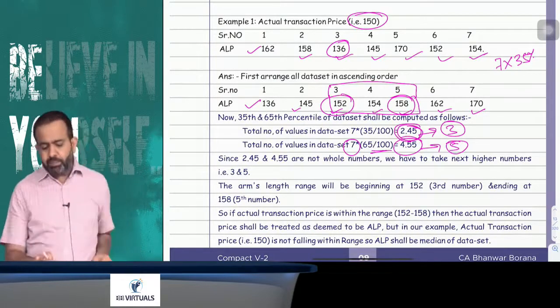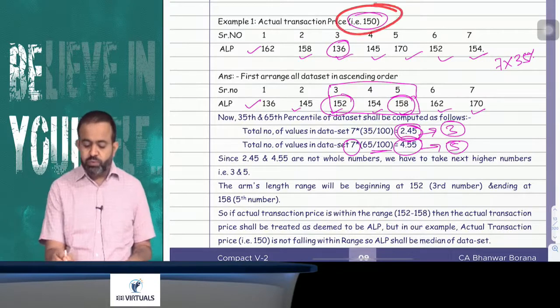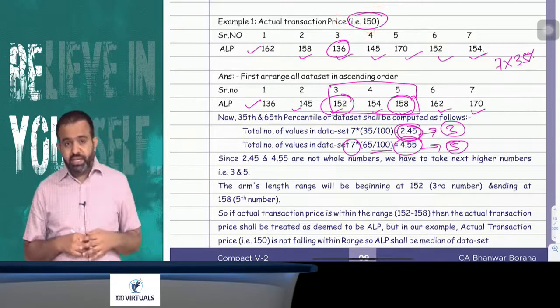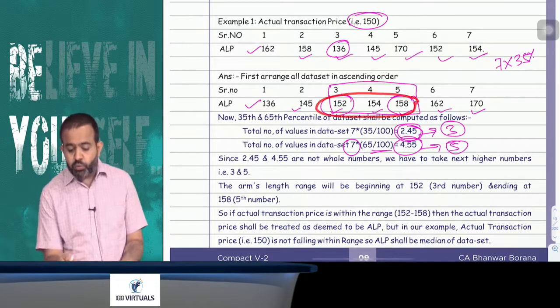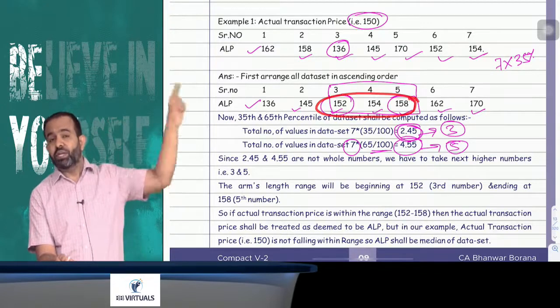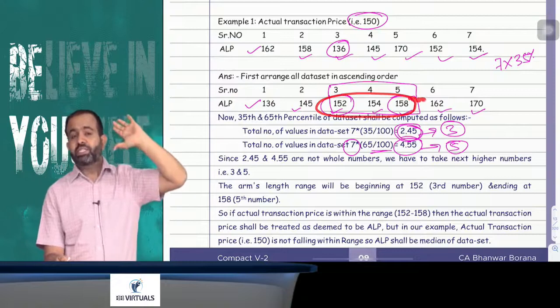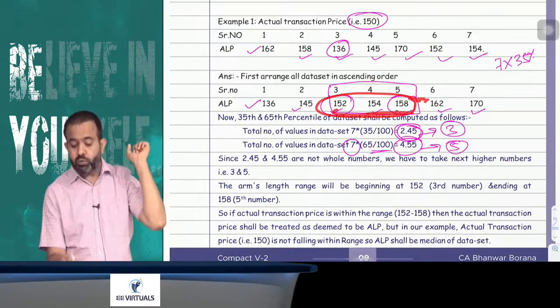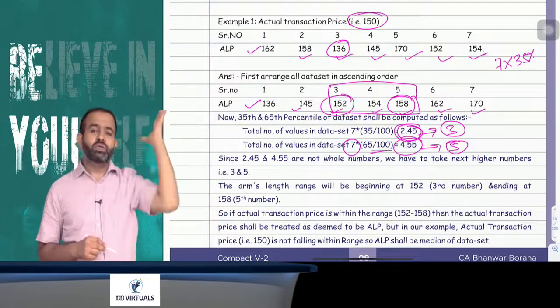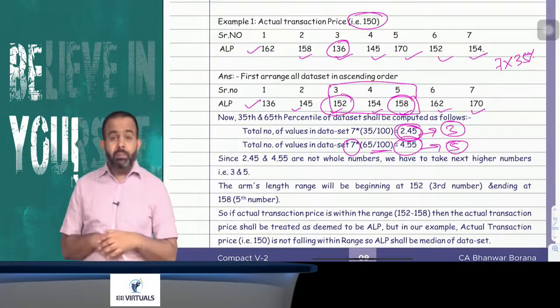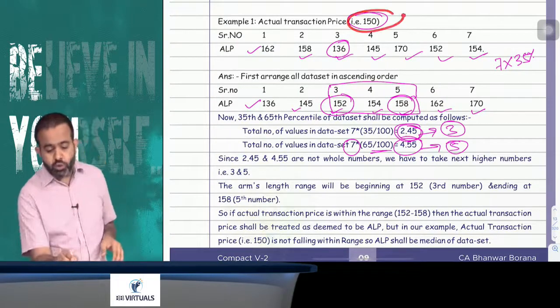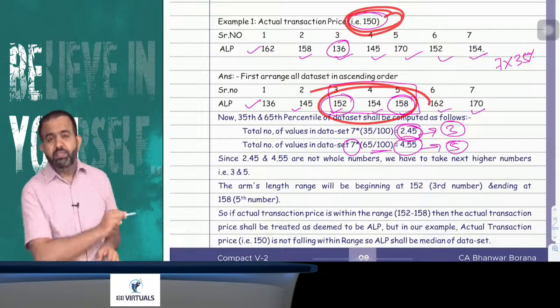So in our example, our actual transaction price was 150. Now we got the range. That range is between 152 to 158. Is 150 falling within the range? Answer is no. Suppose our actual transaction price is 154, then obviously it is falling within the range. In that case, your actual transaction price is the arm's length price. But here your actual transaction price is only 150, that is not falling within this particular range.